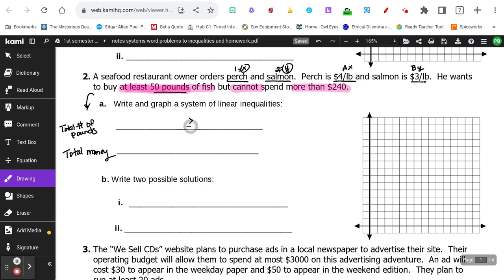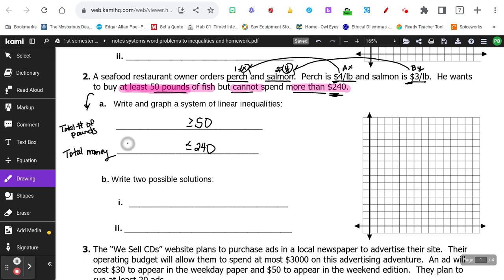So I know whatever inequality I write has to be greater than or equal to 50. Cannot be more than 240. No more than 240, so that's less than or equal to 240. It can equal 240, but it just can't be more than 240. Okay, so I'm going to write the inequality here. 4 goes with X. 3 goes with Y, and these two deal with money, and this is money. So that's going to go here.